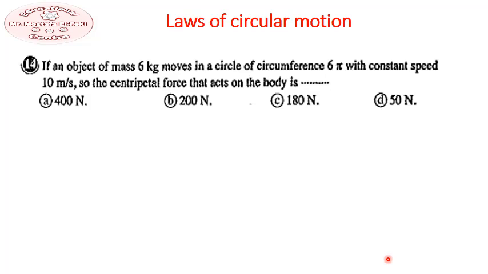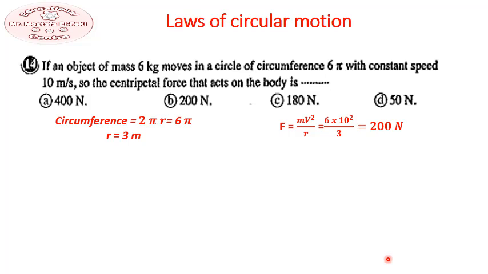If an object of mass 6 kg moves in a circle of circumference 6 pi, this is the value of the circumference, with constant speed 10 meters per second, so the centripetal force that acts on the body is? Since the circumference of the circle equals 2 pi r, that is equal to 6 pi, then the radius equals 3 meters, where F equals mv squared over r, then 6 times 10 squared divided by the radius 3 equals 200 Newton.